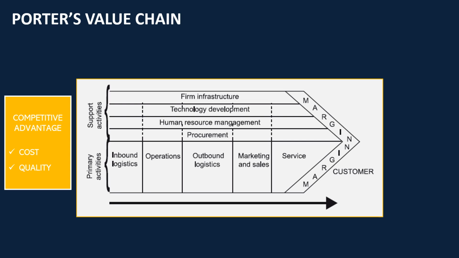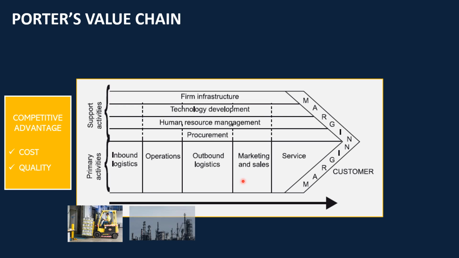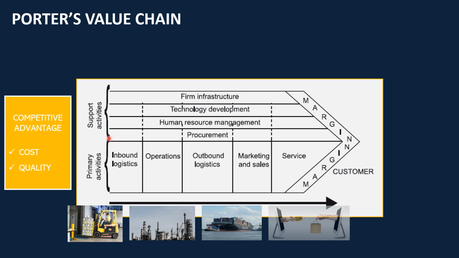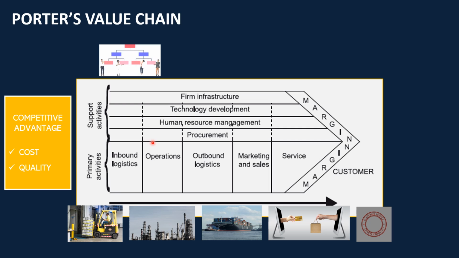So this approach involves breaking the firm activities down into two main heads, them being primary activities, which includes inbound logistics, operations, outbound logistics, marketing and sales, and services, and support or secondary activities, which comprises firm infrastructure, technology development, human resource management, and procurement.